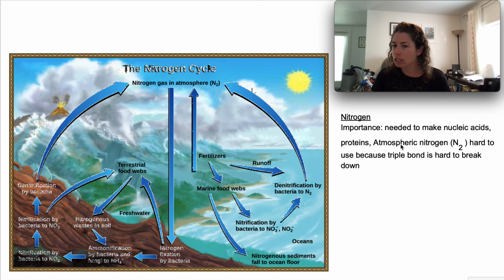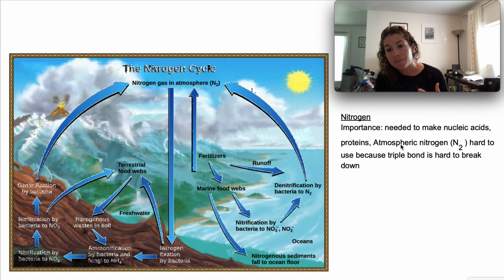Next up is the nitrogen cycle. It's important because we need it to make nucleic acids. We need it to make proteins. That's the big things that they're found in. So if you want to reproduce your cells, if you get a cut and you need to have more cells being made, you need to replicate all your DNA. So nucleic acids are super important there, and proteins for all of life.